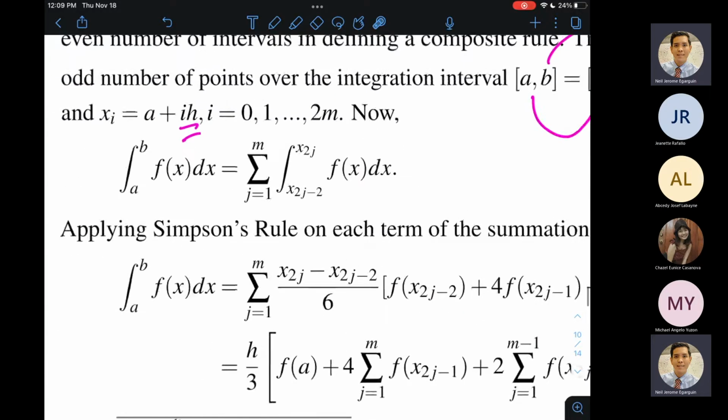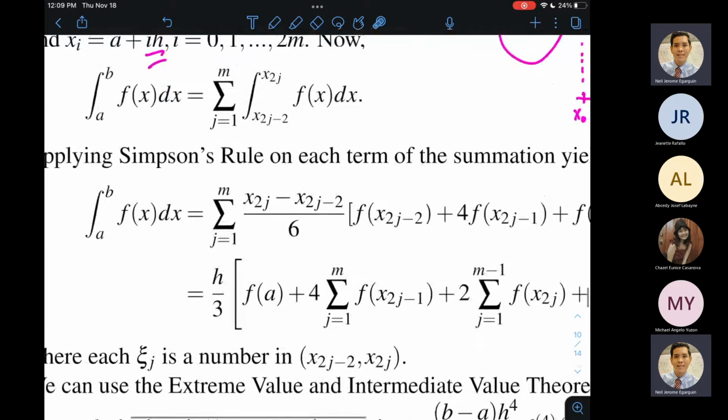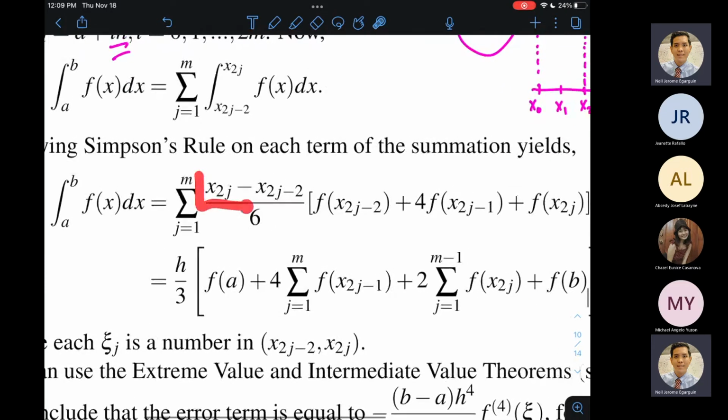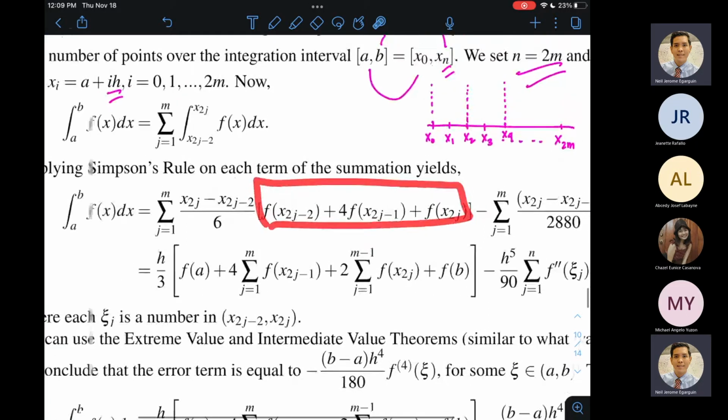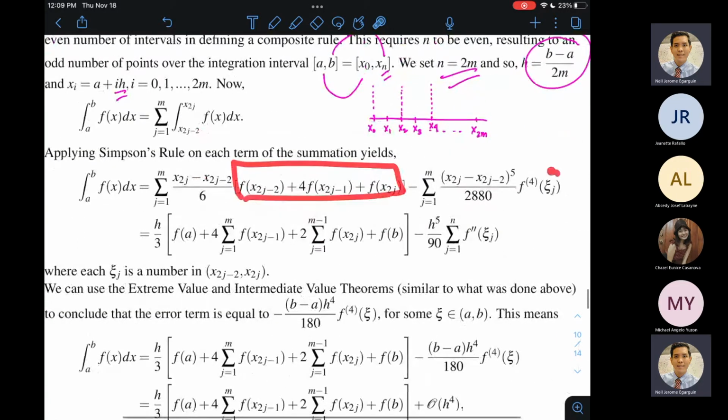And once the boundaries there are even, I can now use Simpson's rule. So this is the length of the subinterval where I applied the basic Simpson's rule. That will just be x sub 2j minus x sub 2j minus 2. The formula says it is divided by 6, which we derived last time. Then this is the summation there. Okay? And then there is an error term involved. I will just take the sum of the errors in each subinterval. Okay?